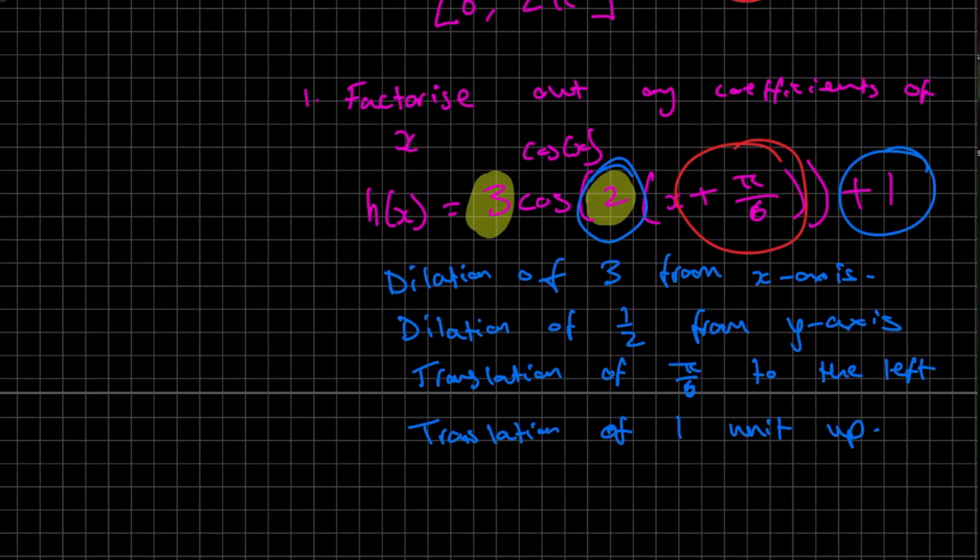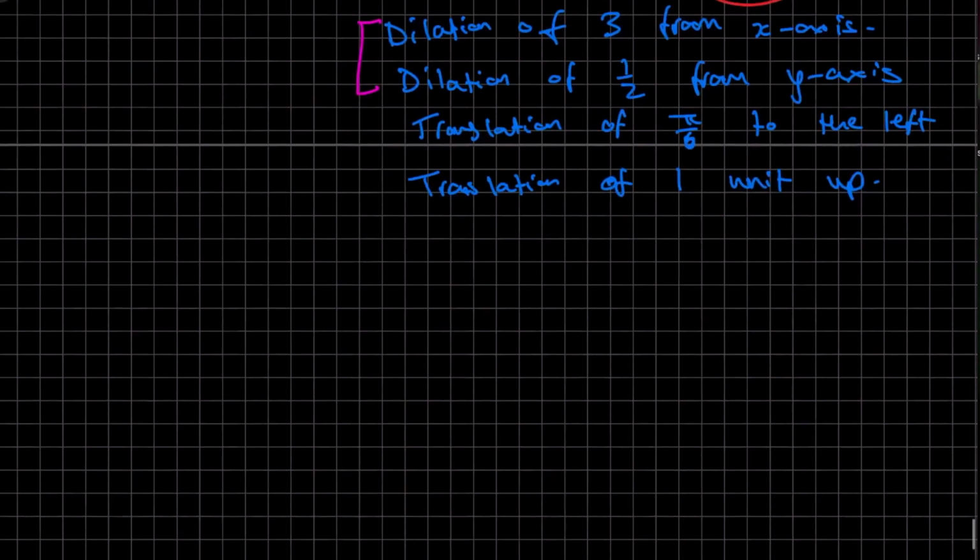Okay, moving on. We always deal with our dilations first, so we're going to ignore our translations for the moment. Our usual graph of cos of x would look something like this. And over here we would have 2 pi, over here would be pi, over here would be pi on 2, and over here would be 3 pi on 2.